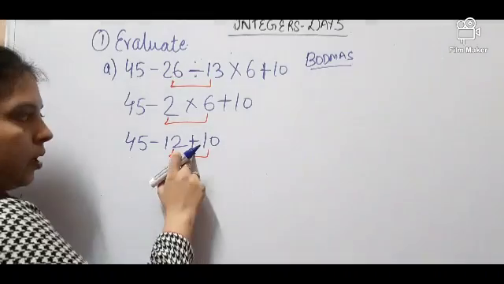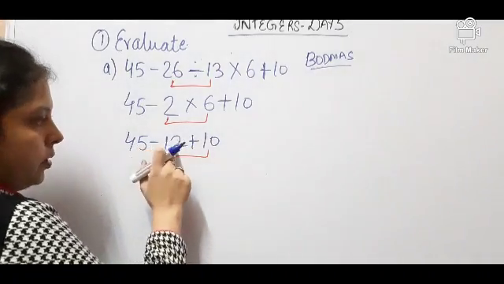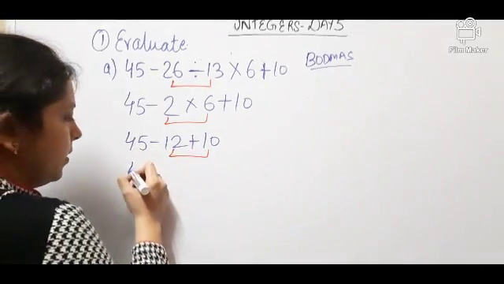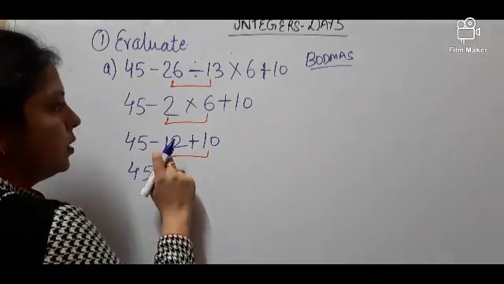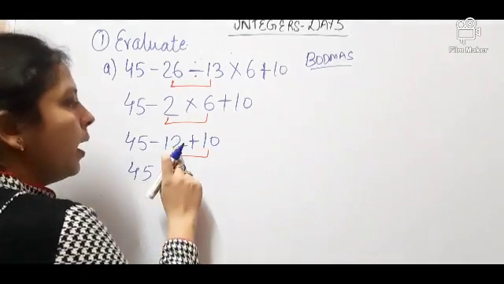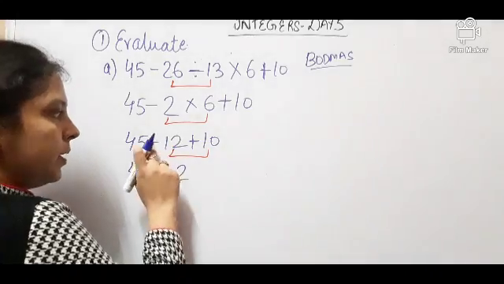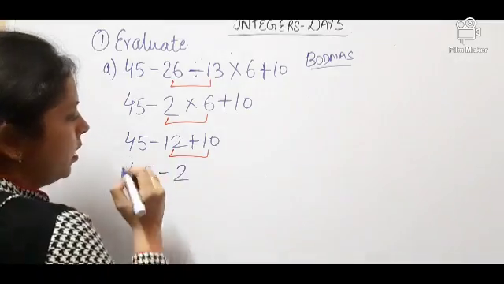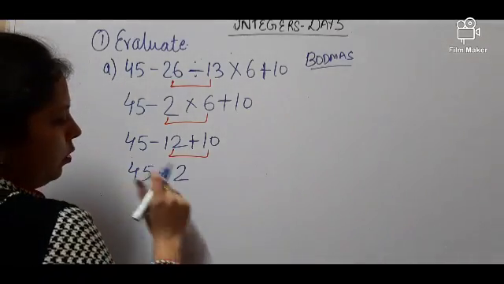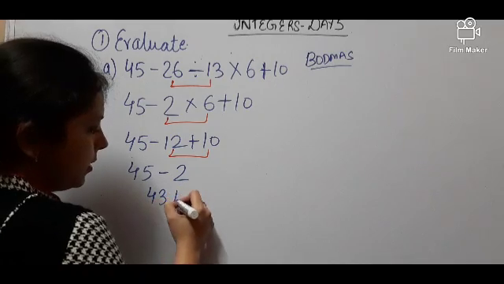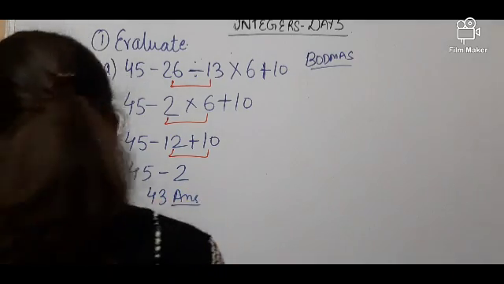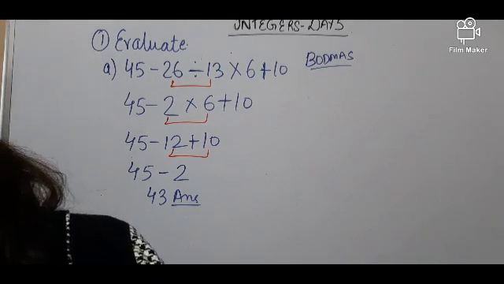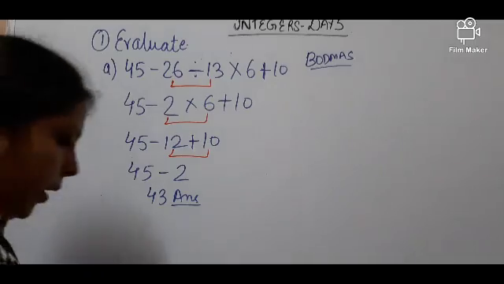So this number is preceded by a positive sign and this number is preceded by a negative sign. That means plus and minus means minus. That means 12 minus 10 gives you 2, and as the big number is preceded by a negative sign, the negative sign will be here. So now 45 minus 2 is 43. That means 43 is the answer. Hope you get this question.